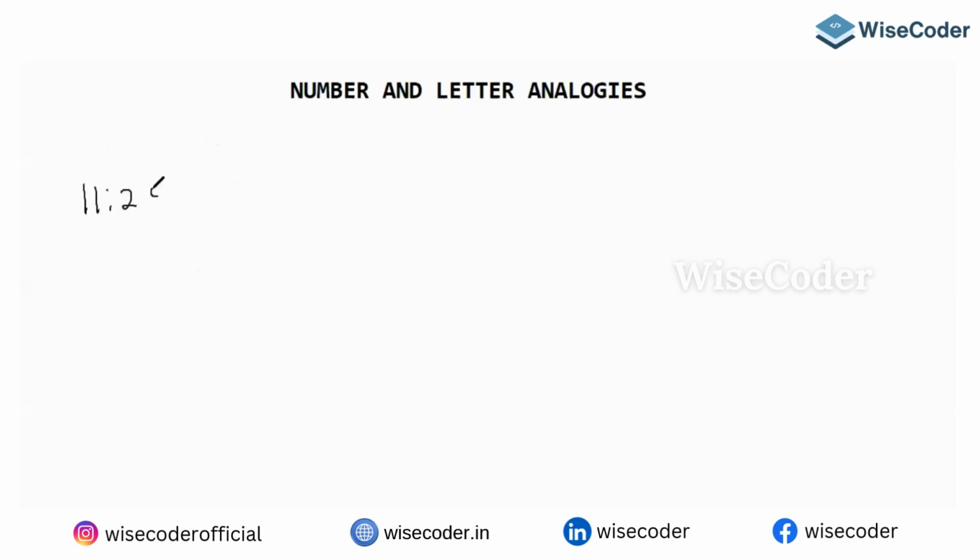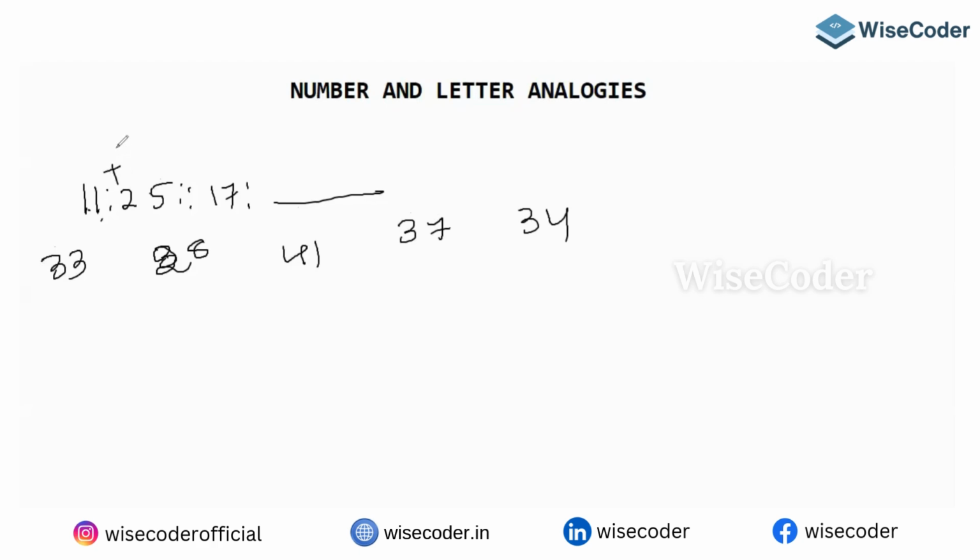11, 25, 17, dash. Your options are 33, 28, 41, 37, 34. Look here: 11, 25. Check the difference first. How much do I need to add? 14. So add 14 here. 17 plus 14 is 31. Is 31 present in your options? No. So with that logic, it's not going to happen.